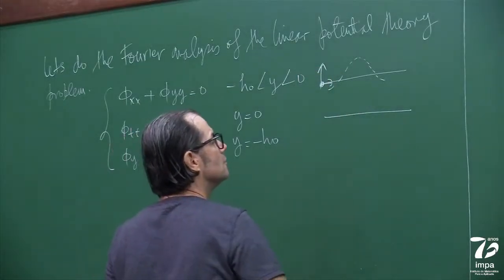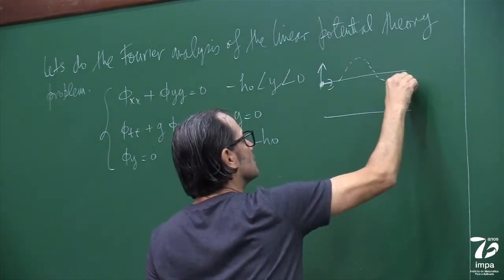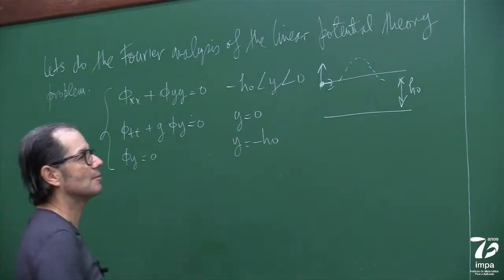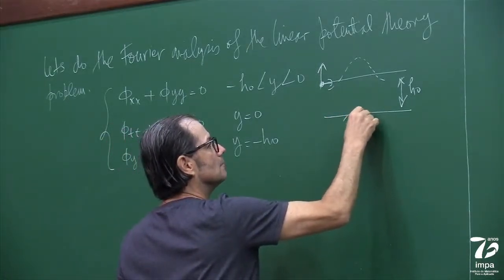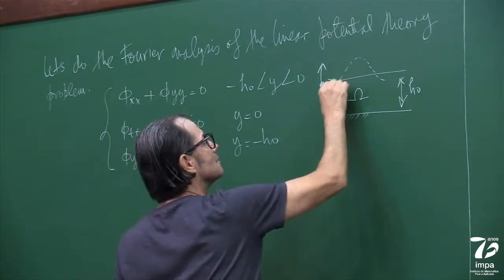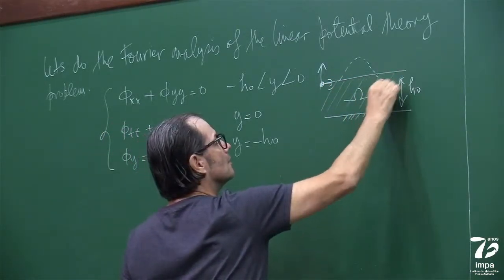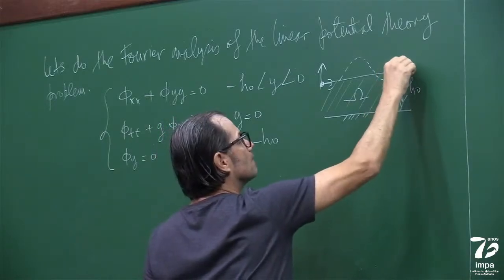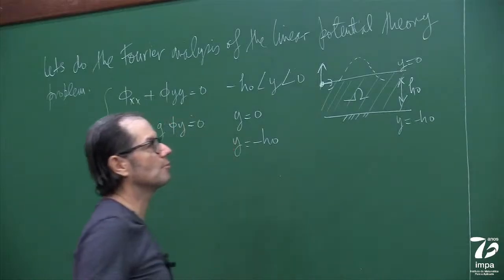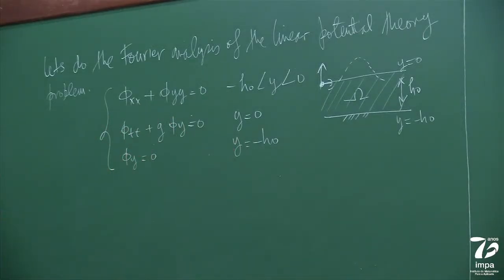We'll put the origin here. We're doing the dimensional case. Flat bottom. Our domain is fixed. It's not a free boundary. The linear problem is not a free boundary problem anymore, so it makes our life easy.